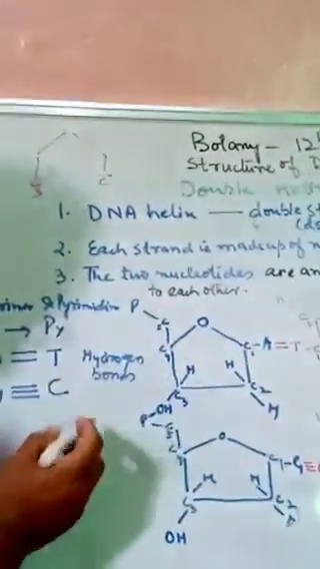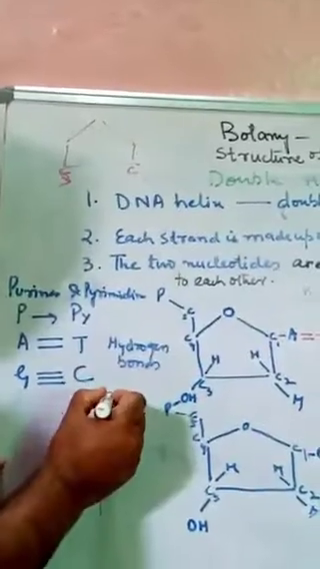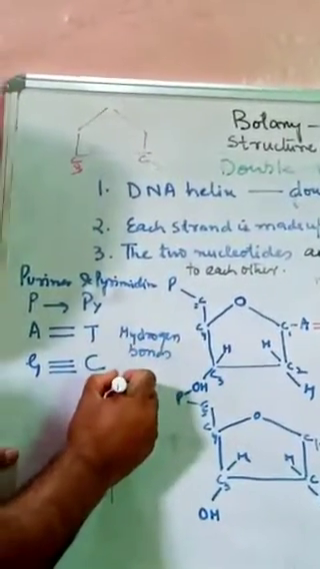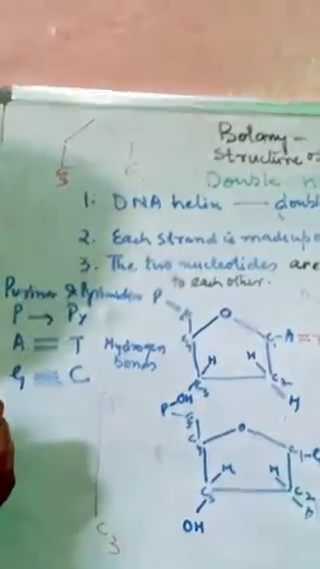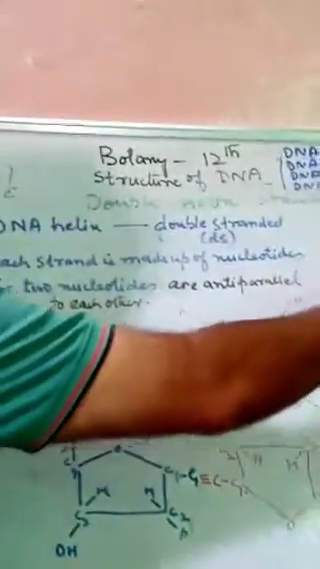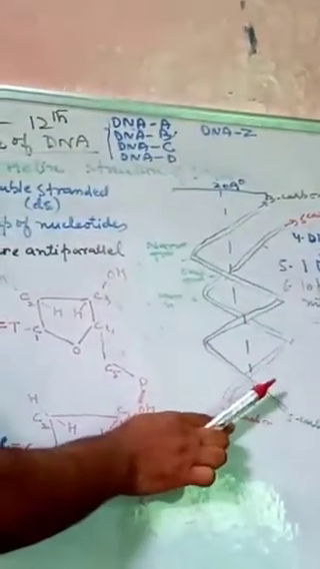Now if I draw the line like this first, in this strand the upper one, carbon 5, is free, and this carbon 3 is free. That is the single strand. What I have written here, this red one, is the fifth carbon which is free, and the other end of it, that is the third carbon, is free.